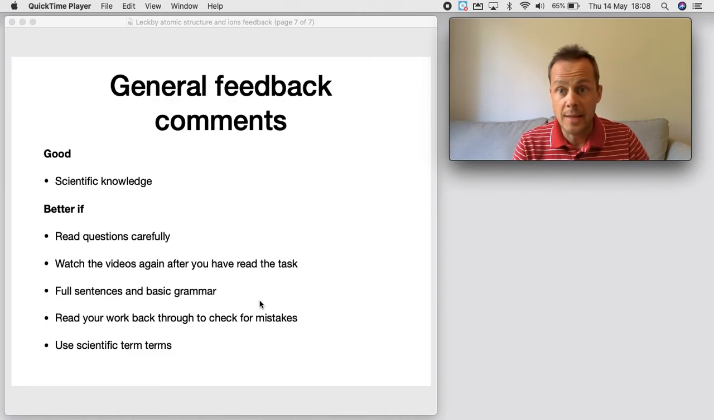I'm setting tasks that are not huge, there's not lots and lots of writing, but that writing needs to be of high quality, because then I'm marking it, and I don't want to be marking stuff that I feel that you've been rushing, and I want you to be spending some time on this work. And try and use the scientific terms. So if a question says, please discuss protons, electrons and neutrons, please do that.